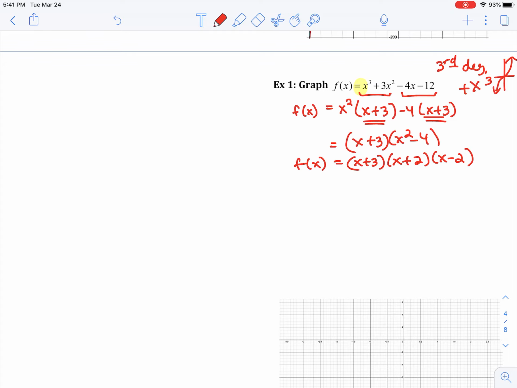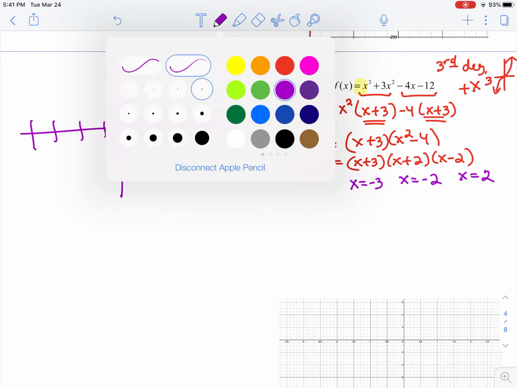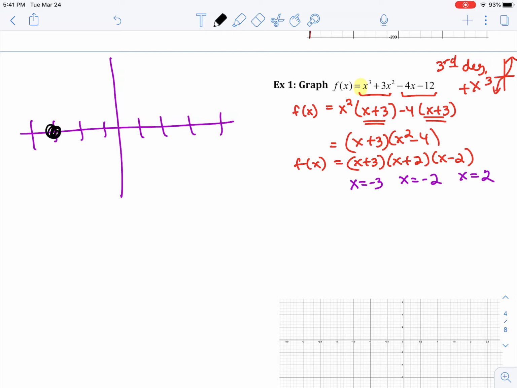But in that factored form, I can see what my x-intercepts are. I have 3 roots, 3 x-intercepts. I have 1 at x equals -3, 1 at x equals -2, and 1 at x equals positive 2. And I'm just going to come over here to sketch my graph real quick. So I have an x-intercept at -3, an x-intercept at -2, and an x-intercept at positive 2.